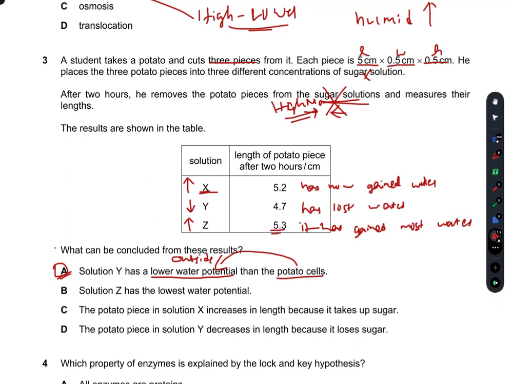Solution Z has the lowest water potential. No, it has the highest water potential because the Z has gained the most length. So Z has highest water potential. So B is incorrect. The potato piece in solution X increases in length because it takes up sugar, because it loses sugar. As I had said earlier, sugar does not move in or out. So A is the right answer.